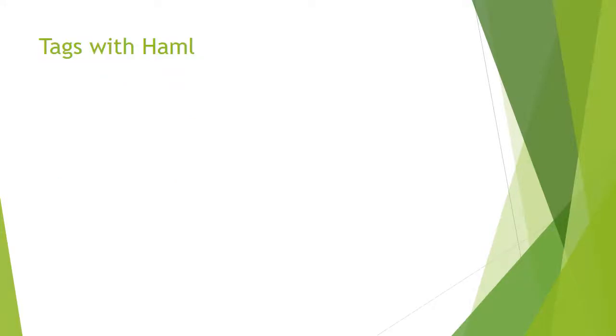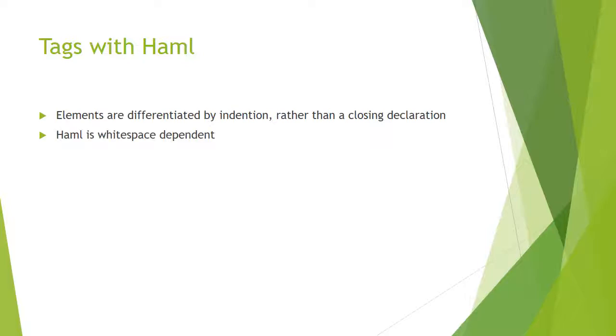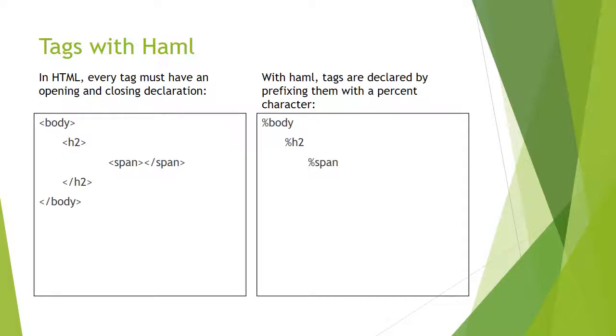One of the most attractive features of HAML is that it strips out as much of the annoying repetitiveness inherent in HTML. Elements are differentiated by indentation rather than a closing declaration. In other words, HAML is whitespace dependent, and this helps to reduce the chance of error. In HTML, every tag must have an opening and closing declaration. With HAML, tags are declared by prefixing them with a % character.